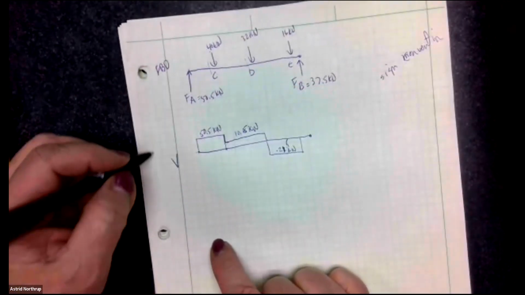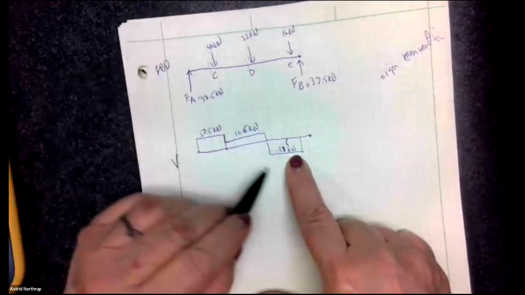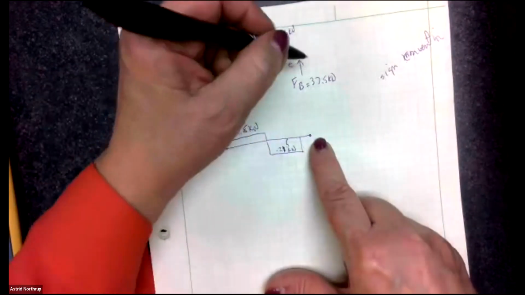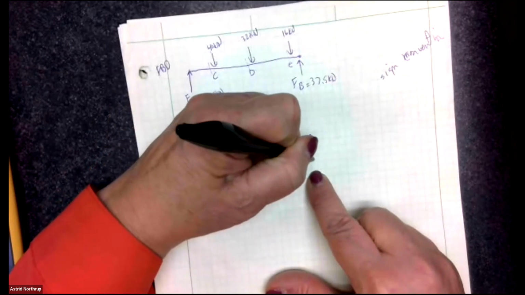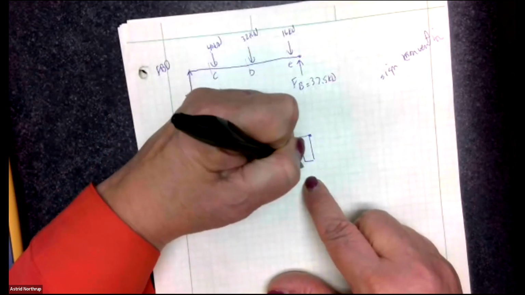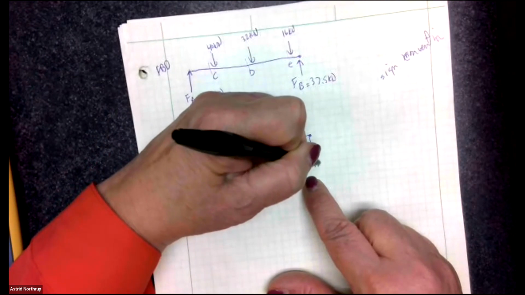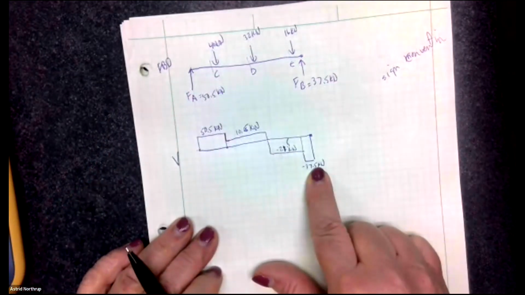Let's take a look then. Now we've got V. Oh, I didn't finish, did I? So this would be 37. So this is negative 37. So in this part, it goes like that, right? Negative 37.5 kilonewtons. Okay, so there is my V diagram.